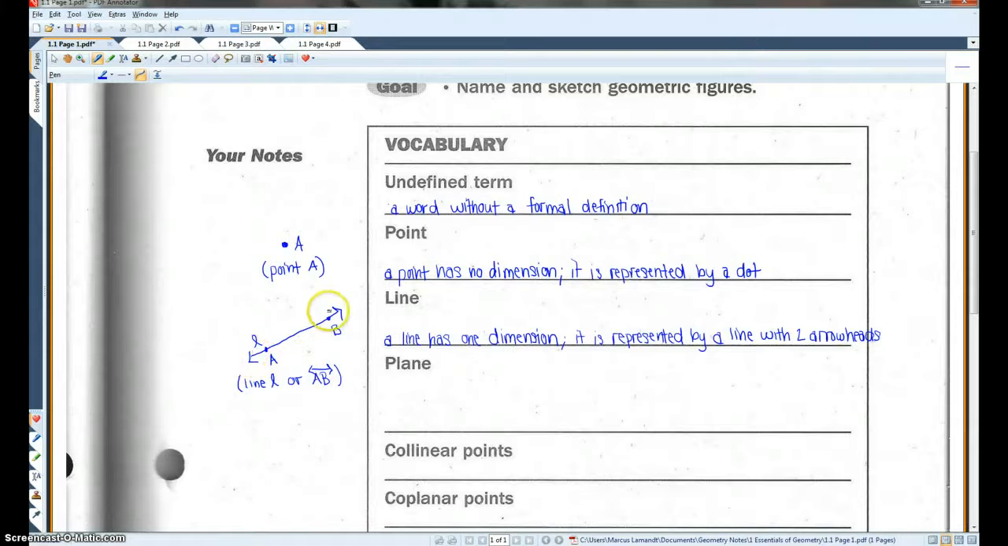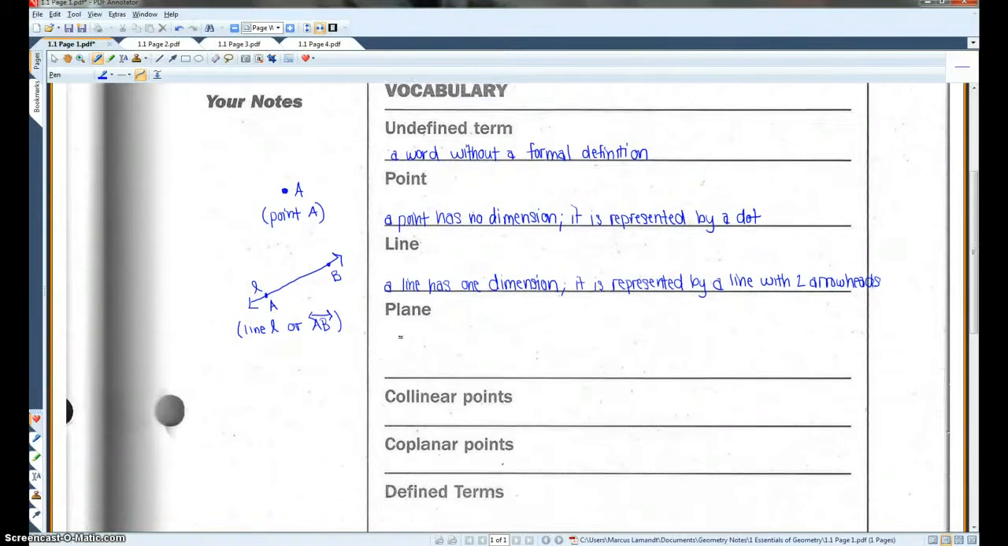These arrows signify that this line continues on and on and on forever in both directions. So even though my line is only a couple inches long, technically this line is supposed to continue on infinitely in both directions. That's what the arrows mean.